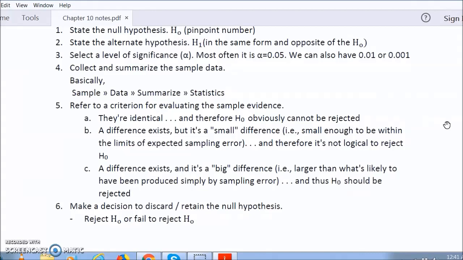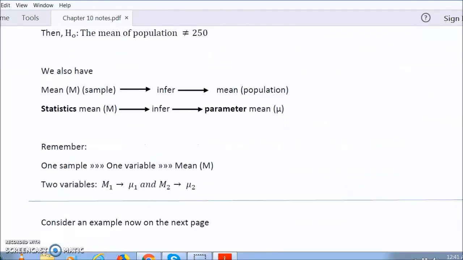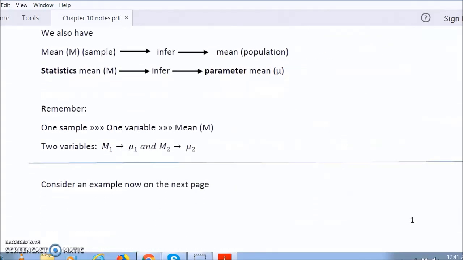So this leads us to the next part that I wanted to talk about, which was the variables. Remember, if we have one sample that we have collected from the population and that gives you one variable, then you have one M. But if we have two variables, that means you have M1 and M2, which means it's leading to mu1 and mu2. So let's look at these with examples.